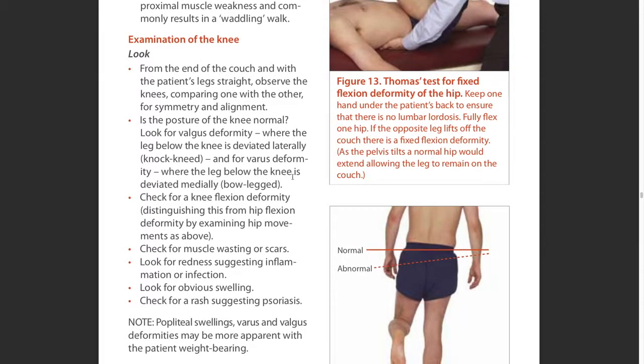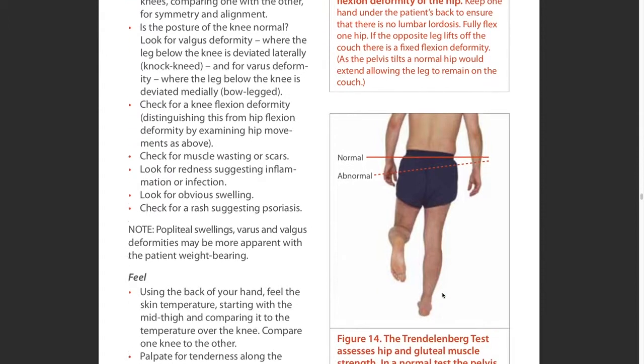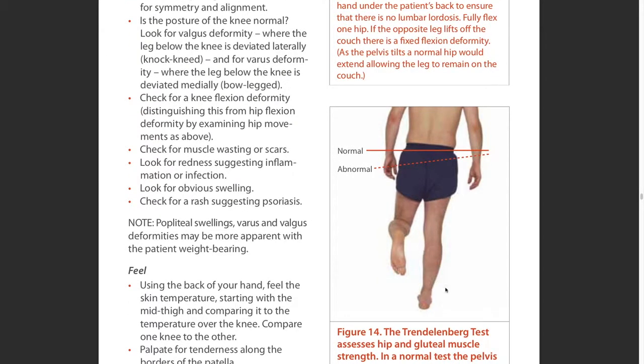Okay, so you ask the patient to walk to the end and turn around and come back. You observe the gait at the same time. You are thinking of functional test of the knee. And then when he comes back, ask him or her to stand still, and you observe the legs to see if there's any valgus or varus deformity.